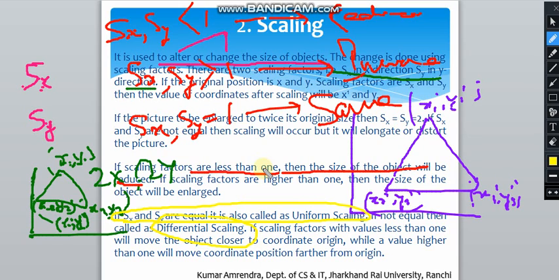When we reduce the size of an object, it moves further inside, that means it will come closer to this origin. But if we increase the object, it will make this object an enlarged one, and then it moves farther away from the center. So these are some key points of scaling.